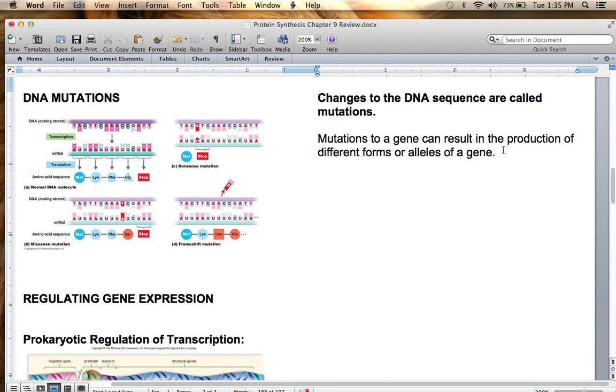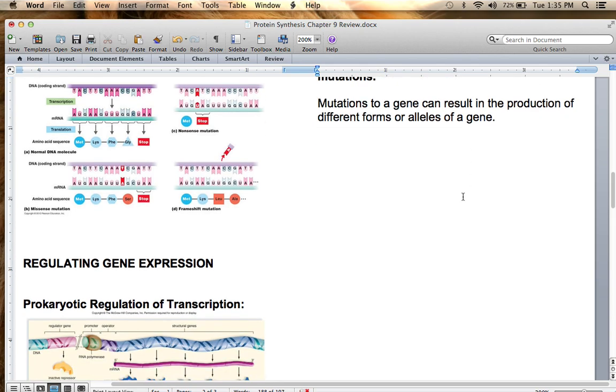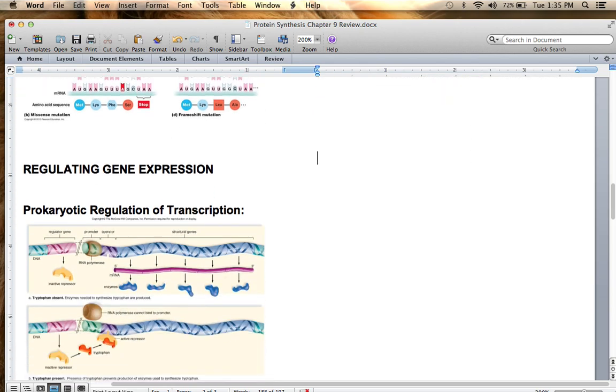So that's kind of one of those things that's left up to chance or up to God, depending on how you view that. But mutations can be detrimental. Typically, if they do manifest, then they are detrimental, but they could also just not make a difference at all in that gene expression. The other thing we need to discuss is that there are ways to regulate gene expression.